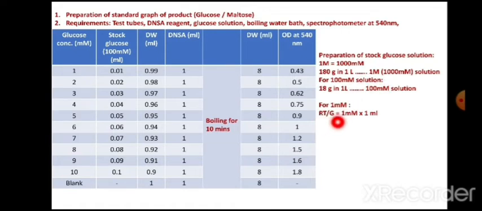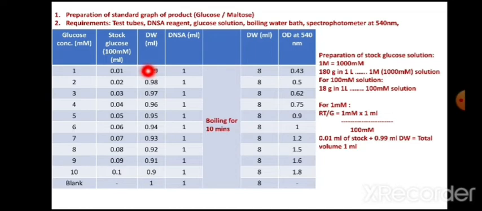So RT by G, it will be 1 into 1 divided by 100 millimolar. So it will be 0.01 ml. So take 0.01 ml and the total volume is 1 ml, T is 1 ml. So 1 ml minus 0.01 ml is 0.99 ml. So 0.99 ml plus 0.01 ml, it is 1 ml. So put this value here, 0.01 ml, and 0.99 ml, put this value here. So the total volume is 1 ml.